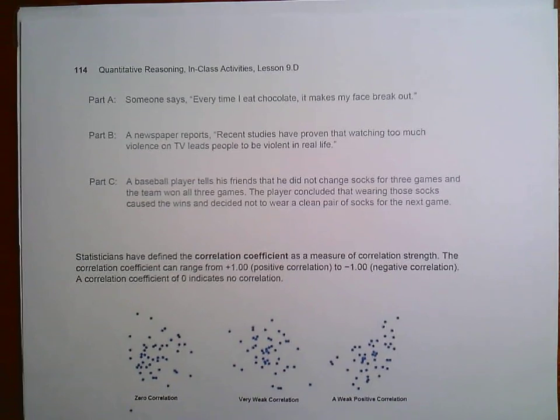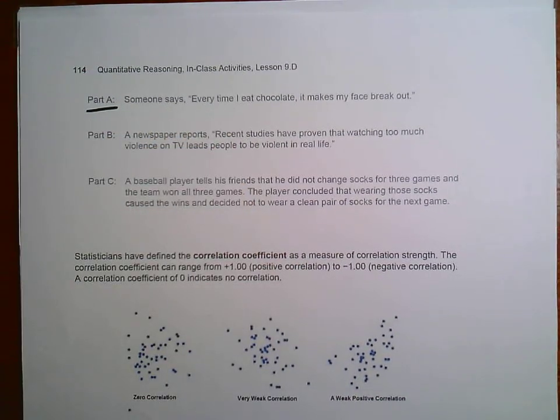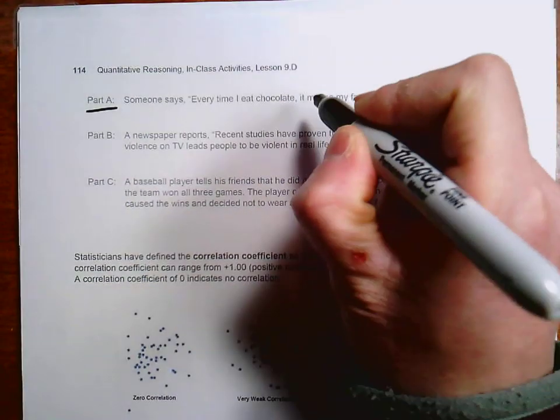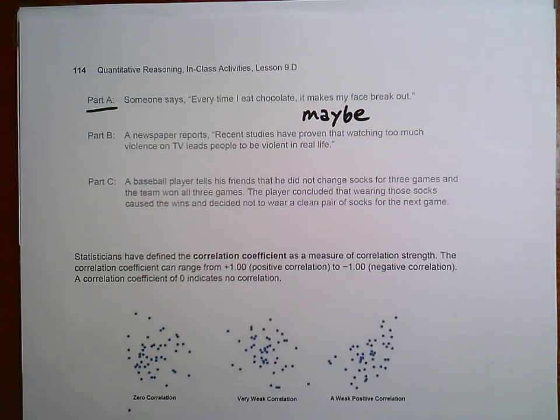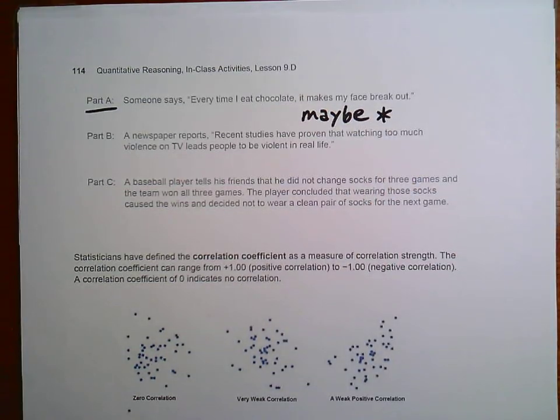All right, so here they are. Problem A, right? Every time I eat chocolate, it makes my face break out. So this is kind of a neat one because this could be true, right? This could be a causal connection. So it could be an ingredient in the chocolate. So I'll say maybe on this one. But the other things we have to sort of think about is it could be something like stress, for example, right? So you might be stressed out, and then every time you get stressed out, that might cause your face to break out, and at the same time, that might make you eat chocolate, right? So there could be something extra there that's kind of connecting those two. But I still think this could be a possibility.